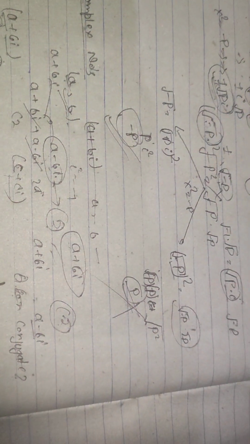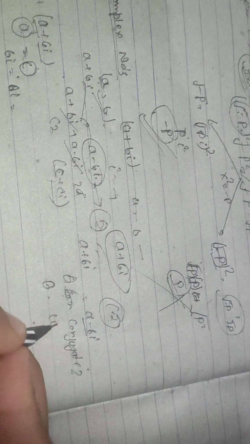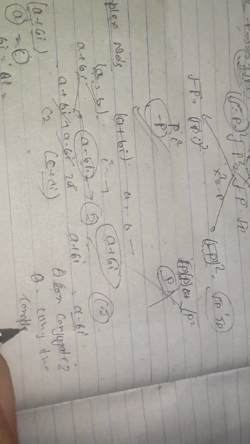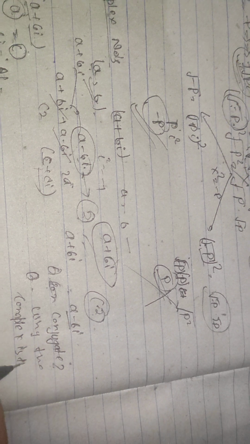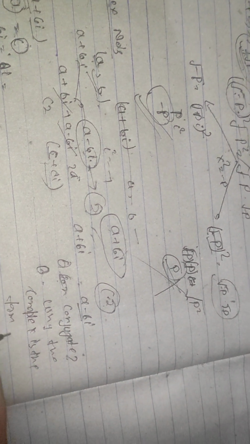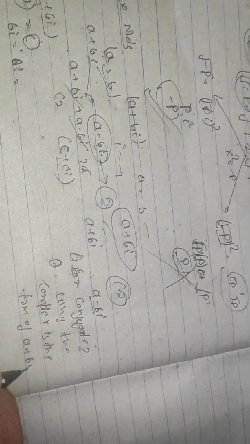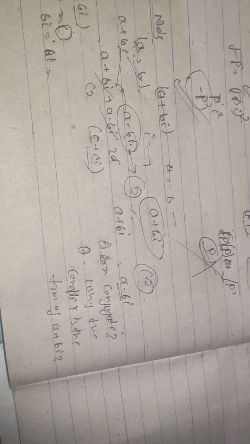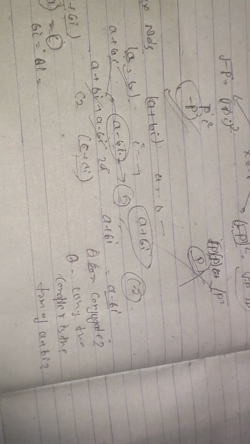Another question is why the complex number is of the form a plus bi. Why? Think about that. Why this form for a complex number? Think.